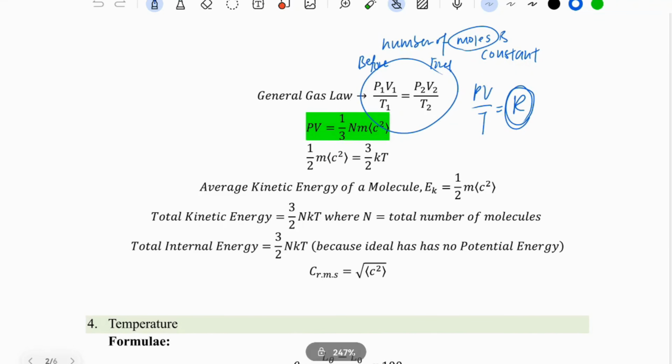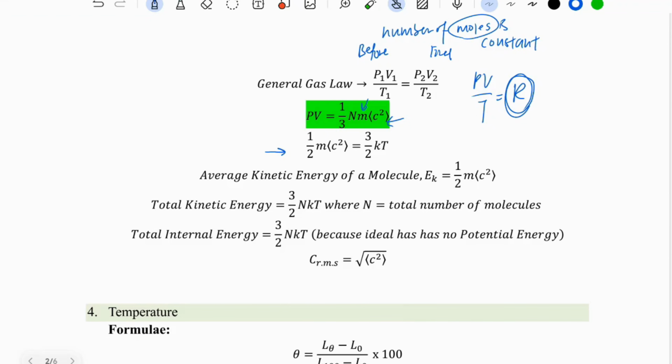Next is PV equals 1/3 N m times the root mean square speed squared. P is your pressure, V is your volume, N is your total number of molecules, m is the mass of a molecule, and c is your root mean square speed. This is given, which is the best part. Moving on, we have half m times the root mean square speed squared, which is basically your kinetic energy, equals 3/2 kT. So how do we get this? It's actually from this part here. You know PV equals 1/3 N m times the root mean square speed squared.